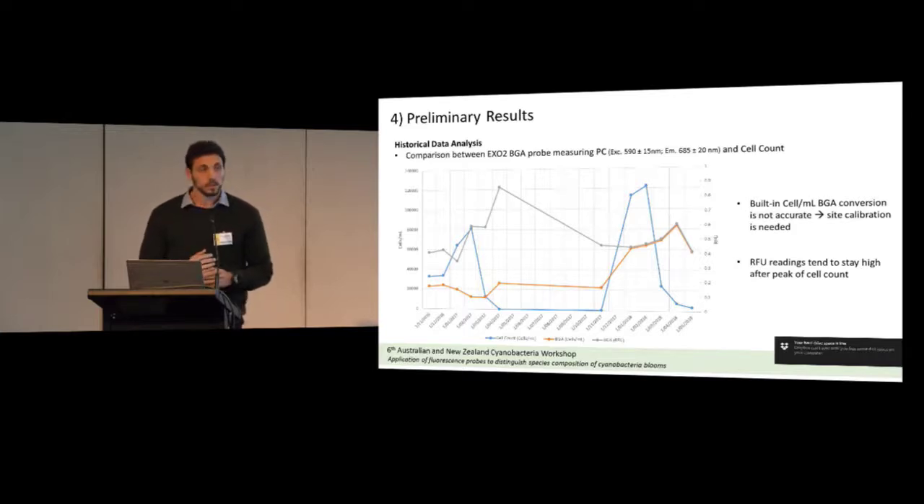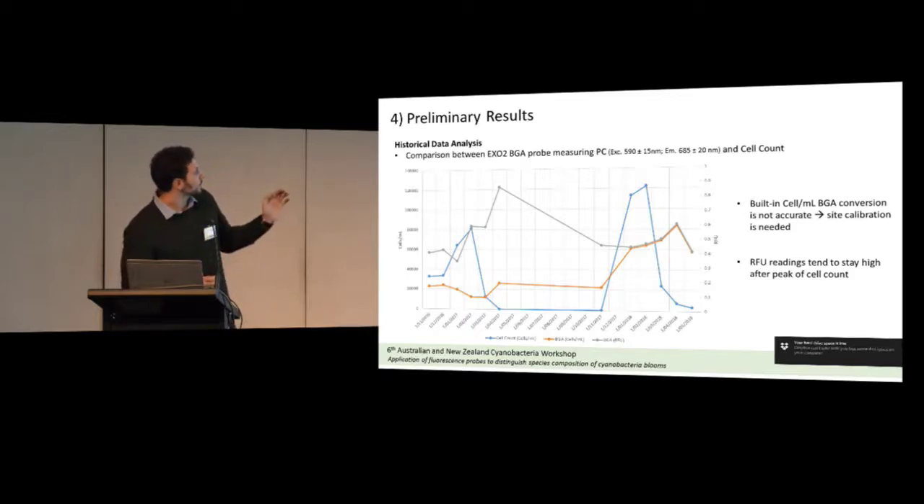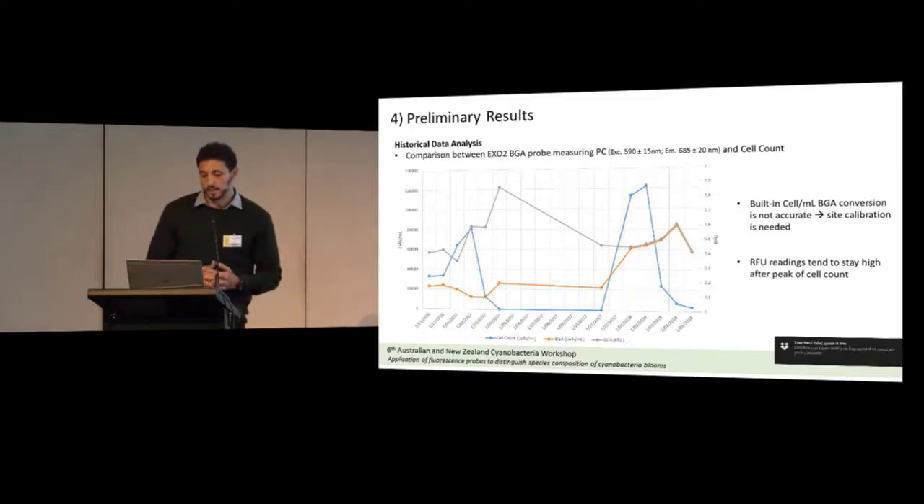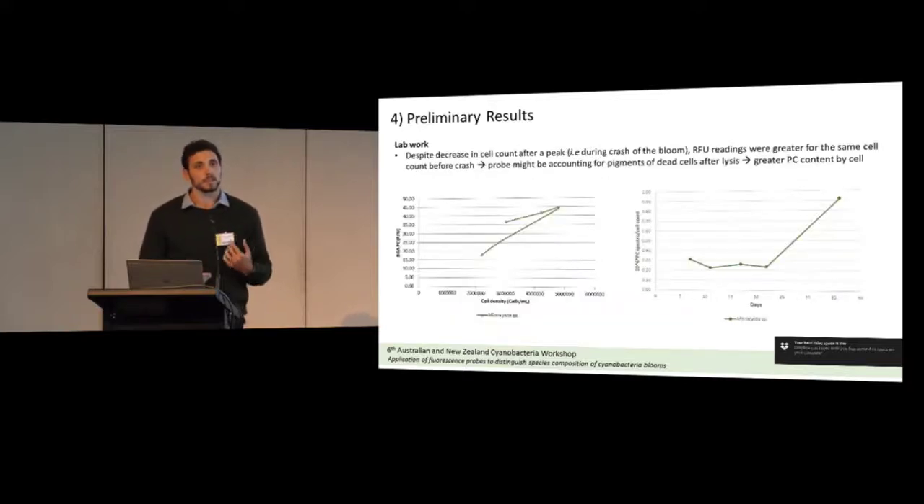But despite that, one specific trait that is of interest, and we could notice in here, is that usually after the bloom has already crashed, so after the moment where the blue line decreased significantly, the gray line, the RFU, is still high. One of the hypotheses that we have is that this might be happening because the probe is accounting for the pigments that were inside of the dead cells, now dispersed in the water column. So going towards the lab work that was done previously in partnership with the Australian Rivers Institute, there are some observations that might support this hypothesis.